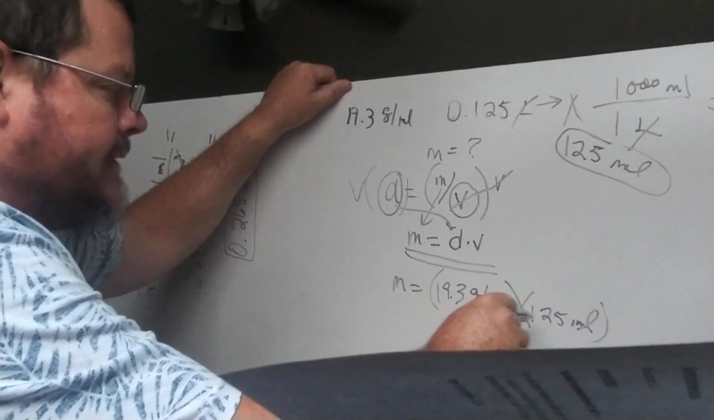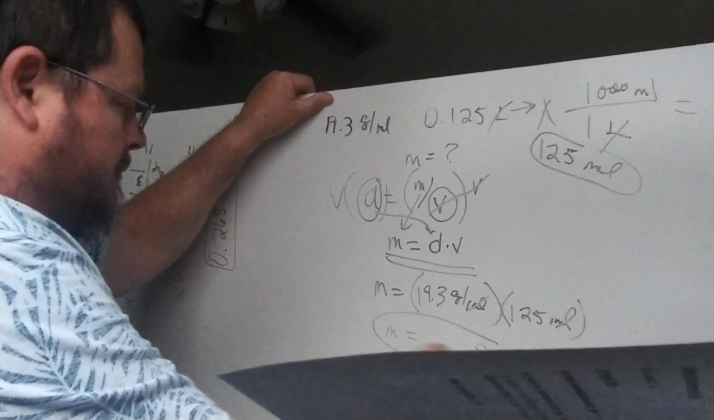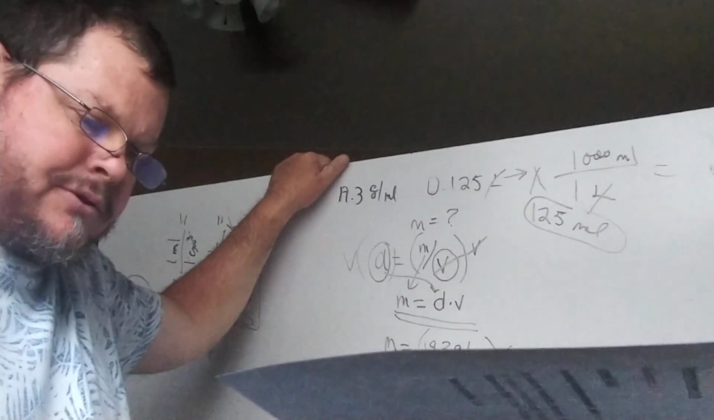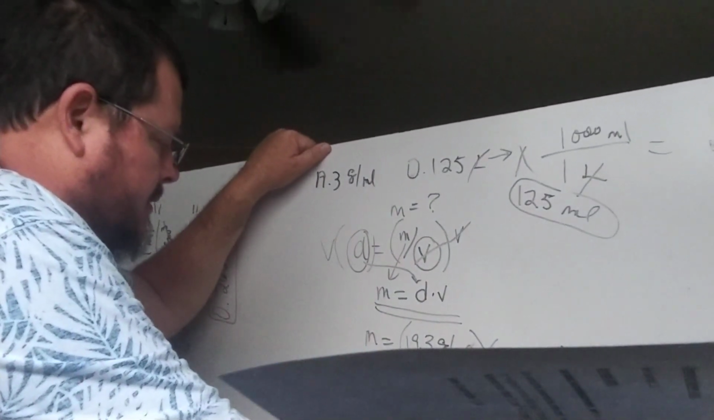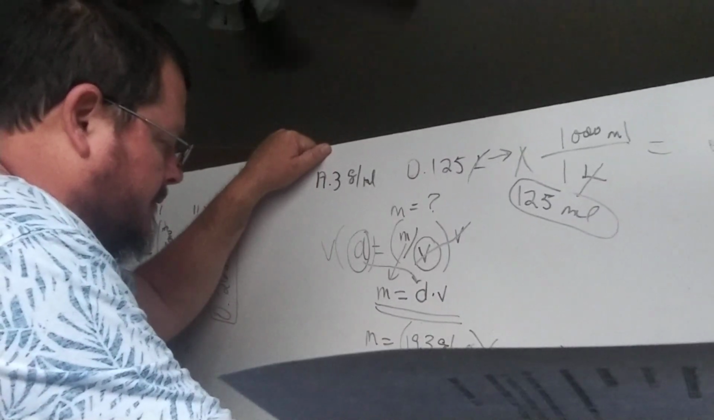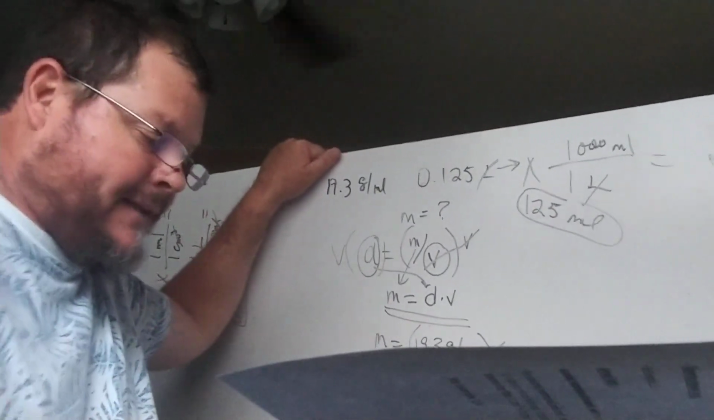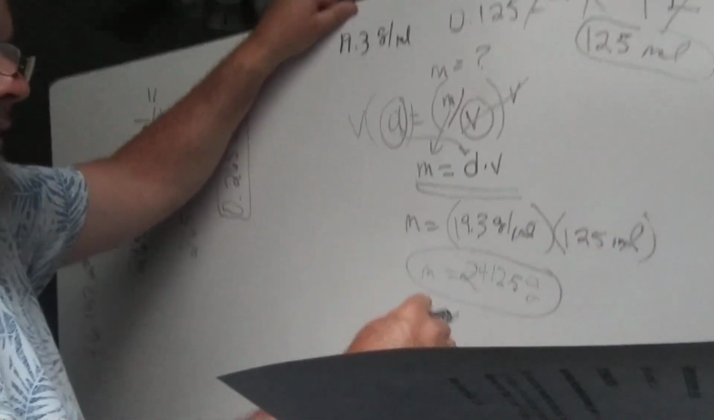What's 19.3 times 125? My mass is going to be, let me look. I don't have my calculator. I'll just cheat and look at the answer. It is, there it is, 2,412.5. That is the answer.